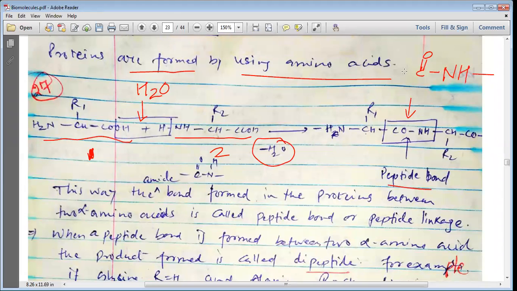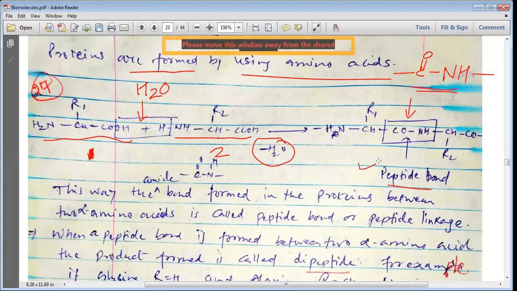This kind of bond which is found in the protein is known as the peptide bond. Please do not confuse it with the process known as peptization, which we have studied in surface chemistry, where peptization is the process of formation of colloid by shaking them with the proper solvent.